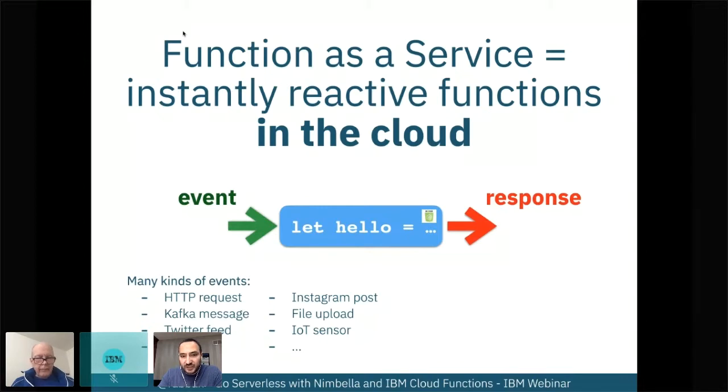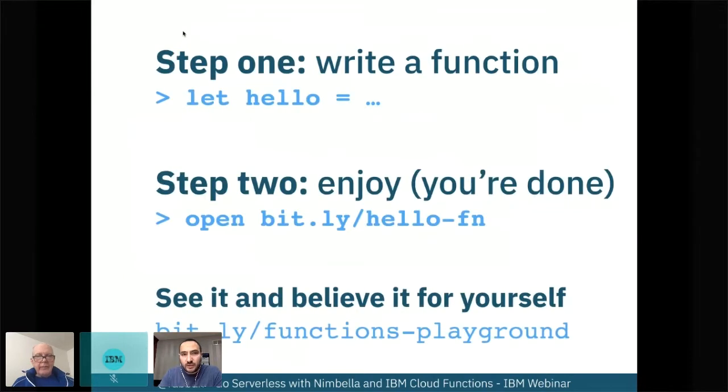There's many different kinds of events that you can imagine your function reacting to: a Twitter feed, Instagram post, a file upload, an IoT sensor reading, etc. And the beauty of this model is that you just write your function and you connect it to the events you want it to react to, and that's all you do. In fact, there's the following steps to how you get started. You write a function, just like I showed. And step 2 is you're done. So now you can start enjoying the fruits of your labor.